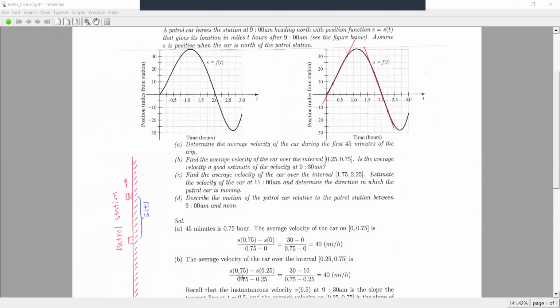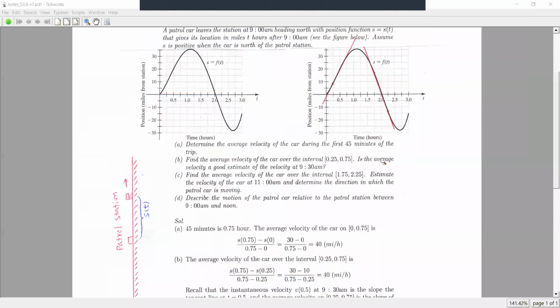When time is 0.75, 0.75 is here. The height of the graph is 30. When time is 0.25, this is 0.25. The height of the graph is about 10. So the average velocity is this number. This number is 40.